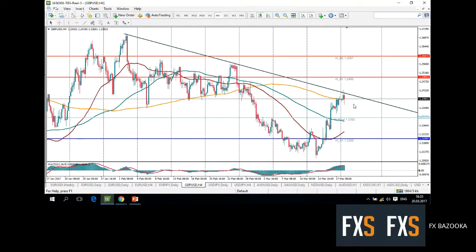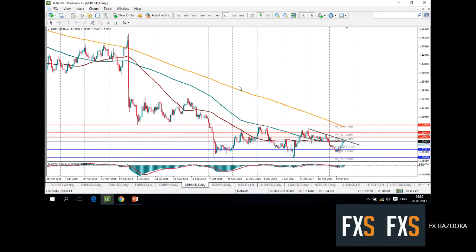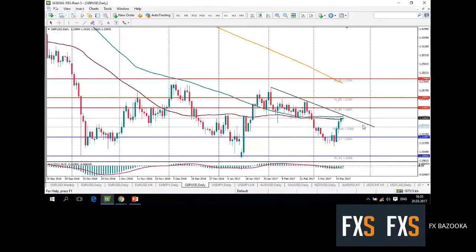So look for levels around 1.23 to make some small longs, and also look for the pair to break above resistance to have further targets. Here I also have this weekly pivot indicator, and it gives us the targets at 1.2495 and 1.2597 as the upward targets.